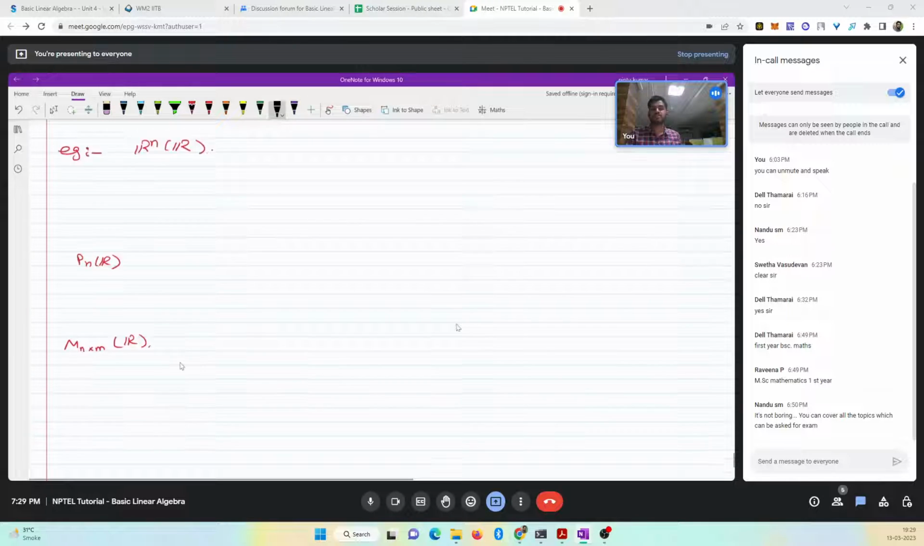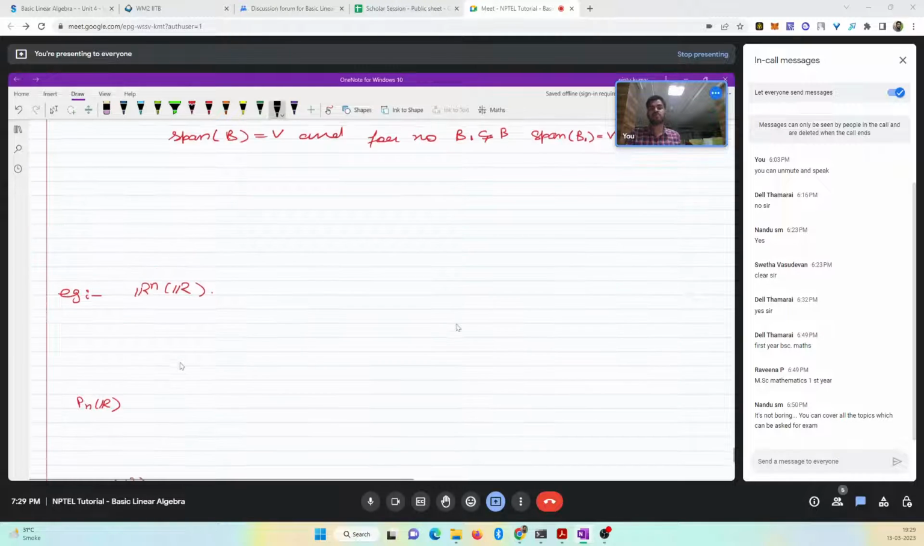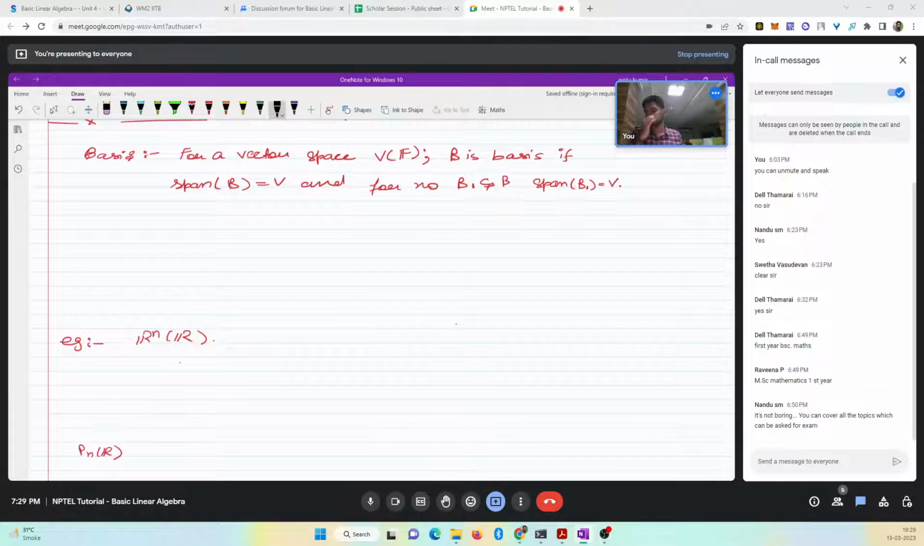Now we will come to basis. This was covered towards the end, Professor Rana, so we'll try to have a look at it. Just a recap, a few moments ago we talked about linear combination and spans. So I hope you remember that.